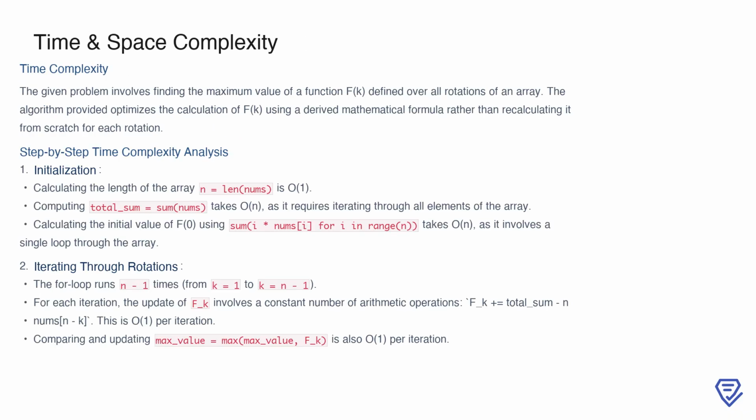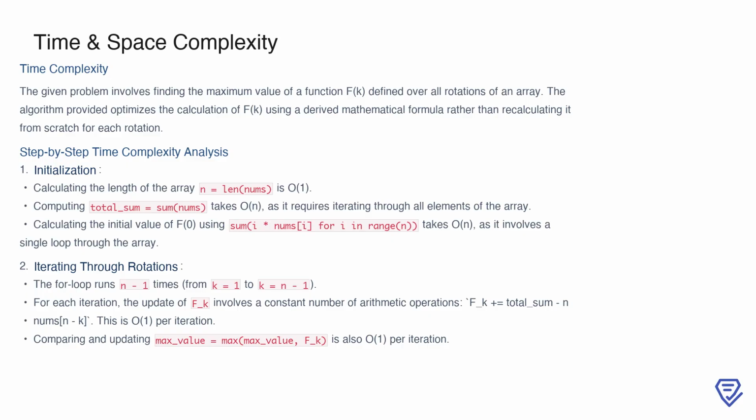The time complexity analysis for this problem begins with understanding the initialization steps. First, calculating the length of the array, which is a simple operation, takes constant time or O(1). Next, finding the total sum of the array elements requires iterating through the entire array, which takes linear time or O(n). Similarly, the initial computation of f0, which involves summing up the products of each index and its corresponding array element, also runs in linear time since it involves a single loop.